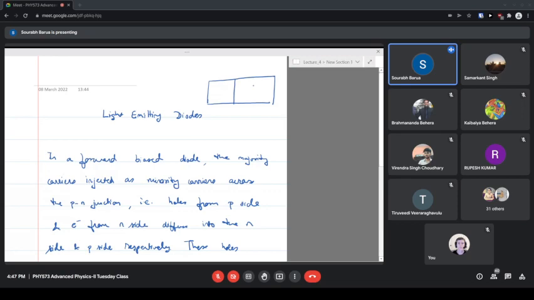So that is the basic functioning or principle of a light emitting diode, and which brings us to the next question of Brahmanand, which we'll deal with now on the next page. Sir, another question also. Okay.